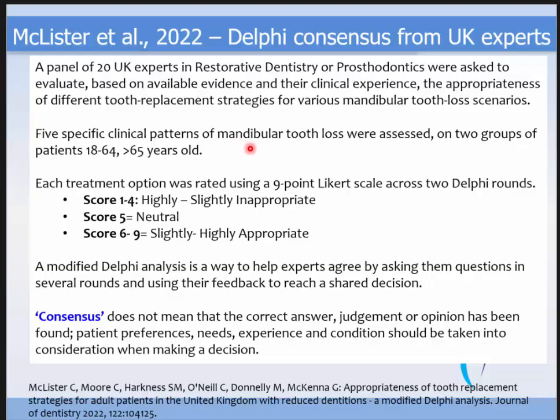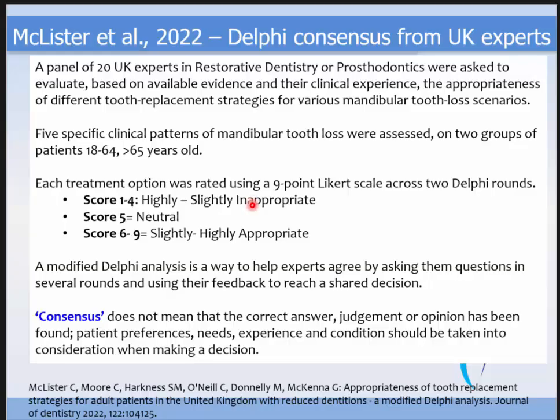All these treatment options. So they provide treatment options for each clinical category, for the young patient and the old patient, and then for each they ask clinicians to rate the appropriateness of the treatment in this particular case.